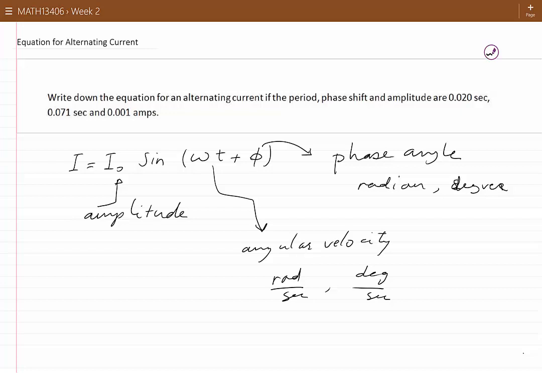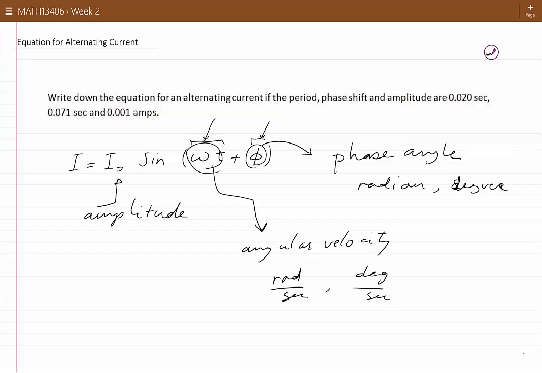We have to be consistent though. If omega t is in radian, then phi is in radian. If omega t is in degrees, then phi is in degrees. Because if you want to add the two quantities of omega t and phi, they must have the same units, or you won't be able to add them.